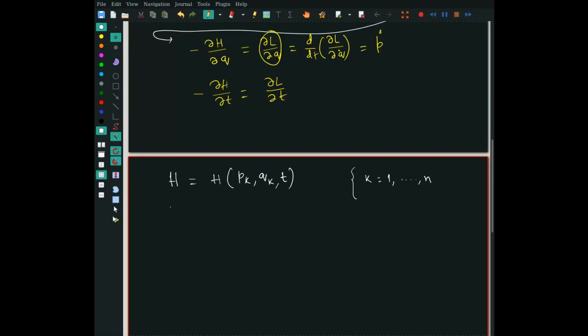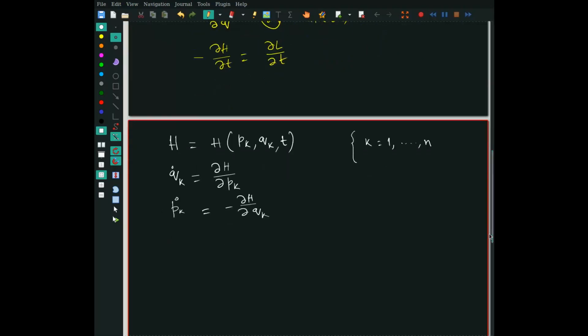Then by the same token, you will have Hamilton's equations to be qk dot equals del h del pk, and then pk dot equals minus del h del qk, and the last one is obvious, the same. This is del h del t equals minus del L del t. Okay, so these are your Hamilton's equations of motion.